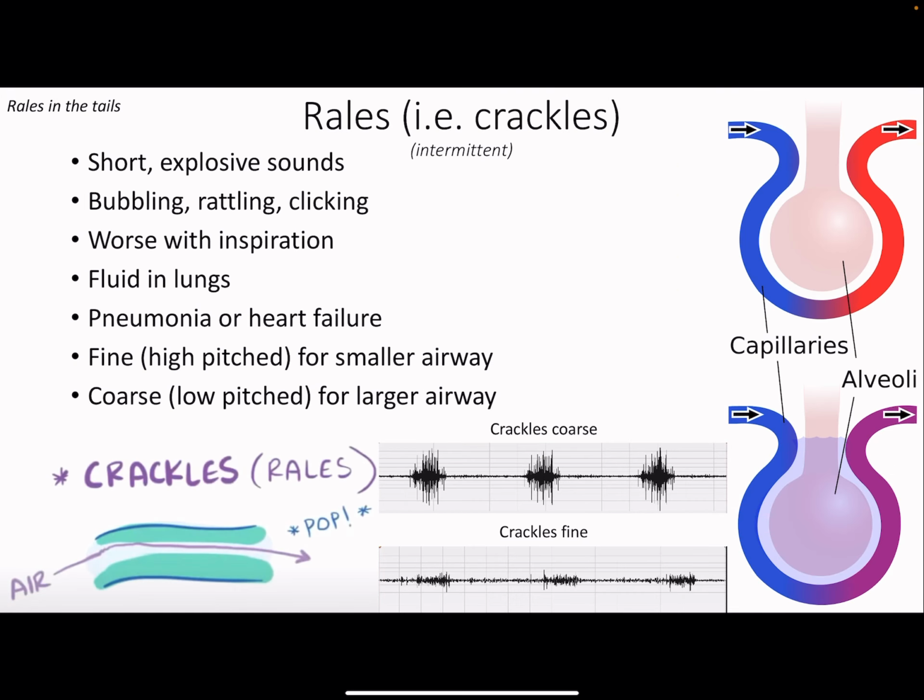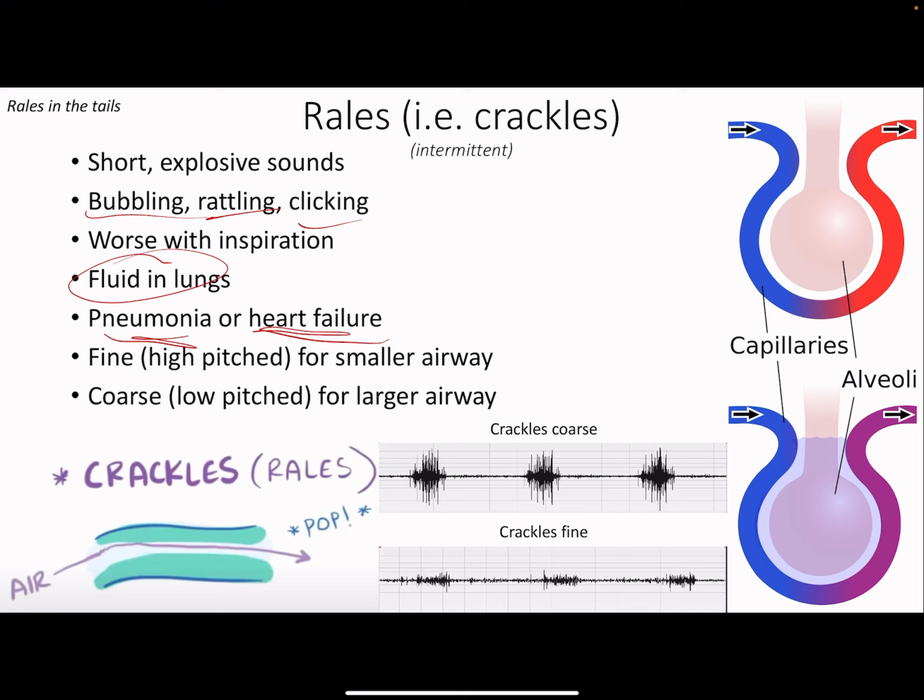All right, rales and crackles. So it's going to be a little bit more short and explosive. Crackles really is a good name for it: bubbling, rattling, clicking. It's going to be worse with inspiration. This is when you have fluids in the lungs, pneumonia, also heart failure, of course, specifically left-sided heart failure. So we have two different types: high-pitched, kind of like the wheezing, and then coarse, the low-pitched, kind of like the rhonchi.